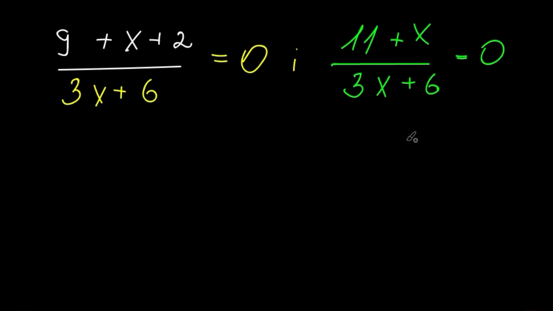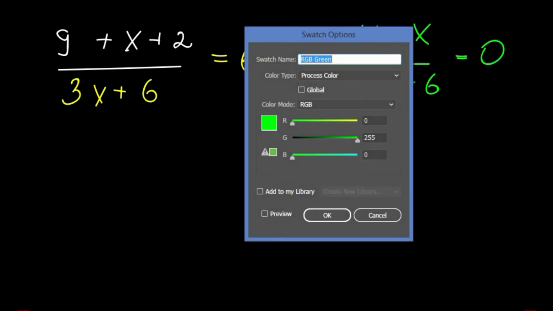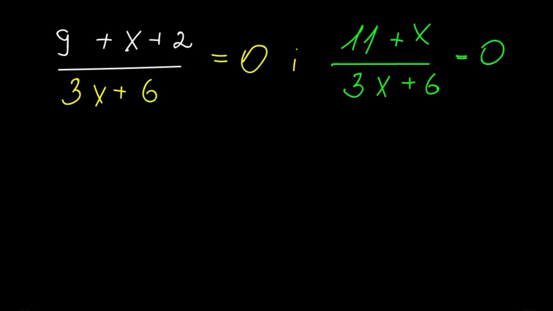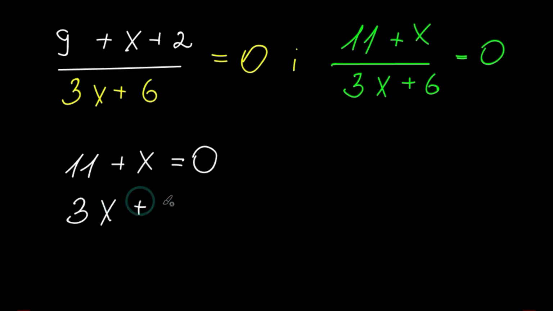Now that we are left with one fraction, we can do the same thing as we did in our previous examples. Okay, so 11 plus x must be equal to 0, because then this will be equal to 0, since if we divide 0 by any number, we get 0. So that's why we do that. And 3x plus 6 can't be 0, because we can't divide by 0. 3x plus 6 is not equal to 0.